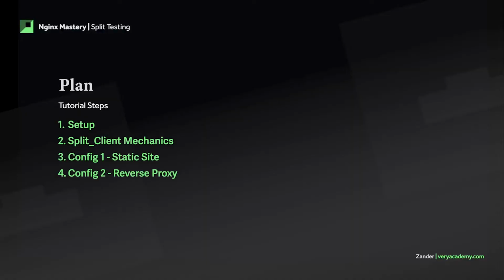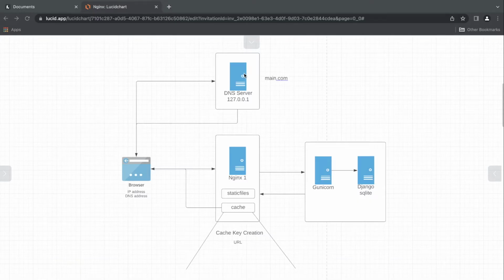So there we have a basic setup using static sites. So let's go ahead now and configure that with our reverse proxy. So this is in general our setup. You can ignore the cache here, but essentially what we have here is a browser connecting to our Nginx container, and then we have another container that's running gUnicorn and Django.